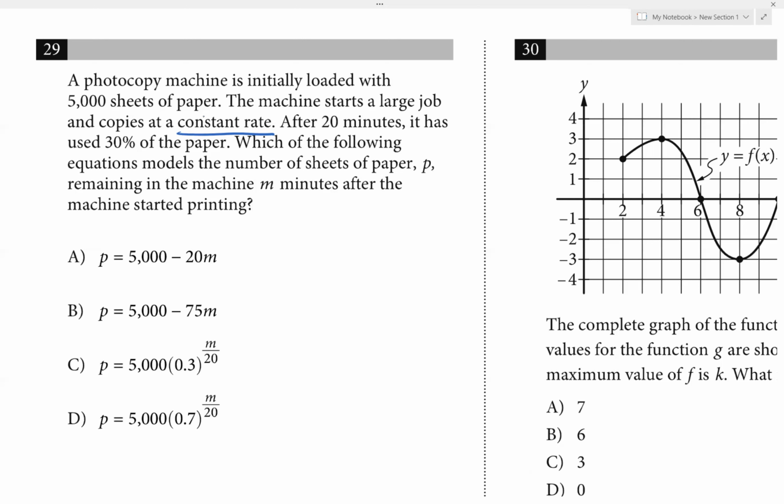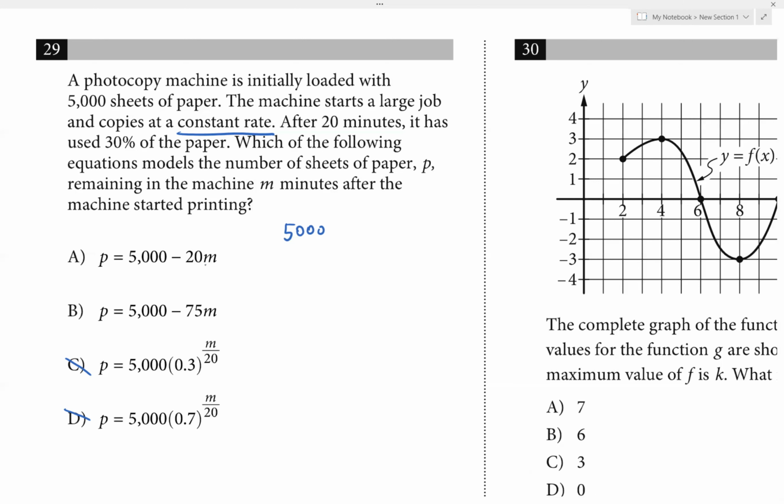So then we can eliminate C and D because these two are exponential, since we have n in the exponent. So it's not exponential. Our choices left are A or B. So which one is it? Both equations start with 5,000. That makes sense, right? We start with 5,000 sheets of paper. And then we're subtracting: is it 20n or are we subtracting 75n? So here we have to figure out the slope.